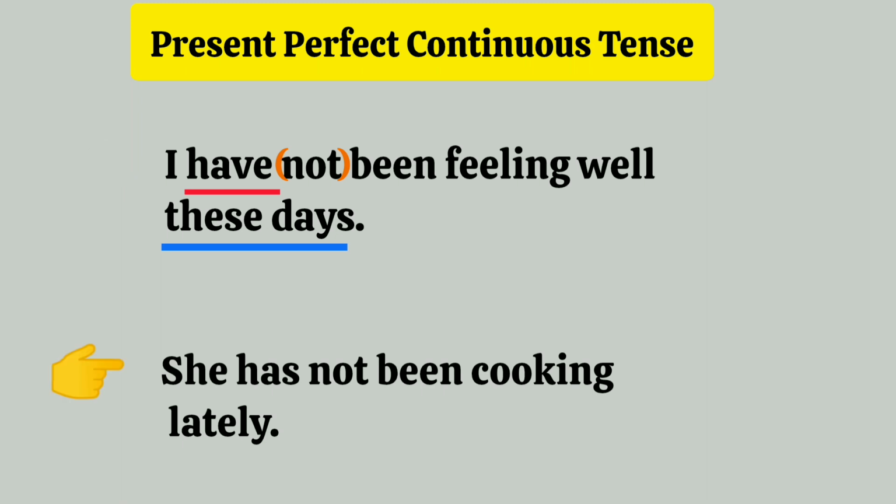The next example says, she has not been cooking lately. We have lately at the end of the sentence. We can also put lately at the beginning of the sentence. And the important part of this sentence is to put not, the negative form. So here we added not after has because the subject is she. She is the subject, and with she we always use has. She has not been cooking lately. Remember, you can also use the contraction hasn't.